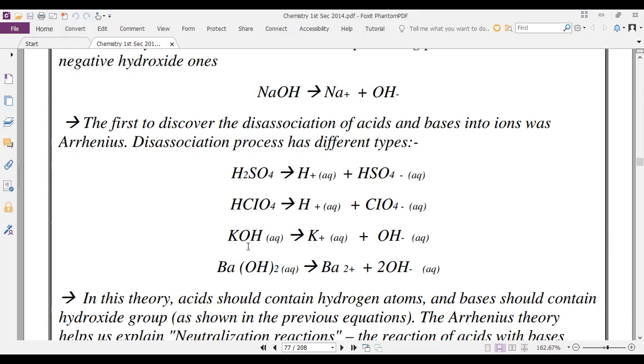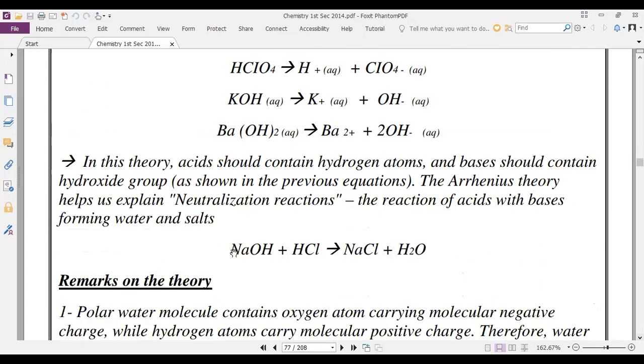KOH dissociates into positive potassium plus negative hydroxide. So, because of the presence of the negative hydroxide ion, KOH is considered a base. Ba(OH)2 produces Ba 2 plus and 2OH minus. Also, because of the presence of the negative hydroxide ion, Ba(OH)2 is a hydroxide base. So that's the explanation of Arrhenius acids and bases.